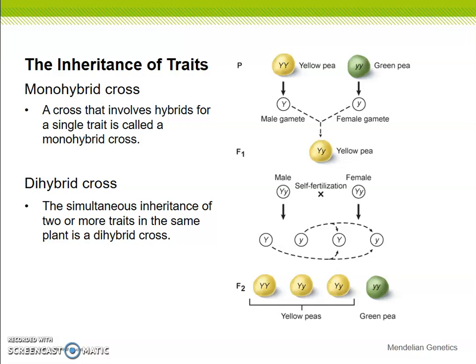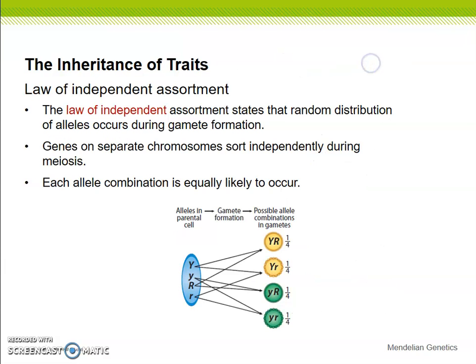Mono means 1. Di means 2. A dihybrid cross is when you are studying the outcome of more than 1 trait. So the presence of a round seed and a yellow seed, or a wrinkled seed and a green seed. So you're looking at 2 different traits. 2 different traits in a dihybrid cross.